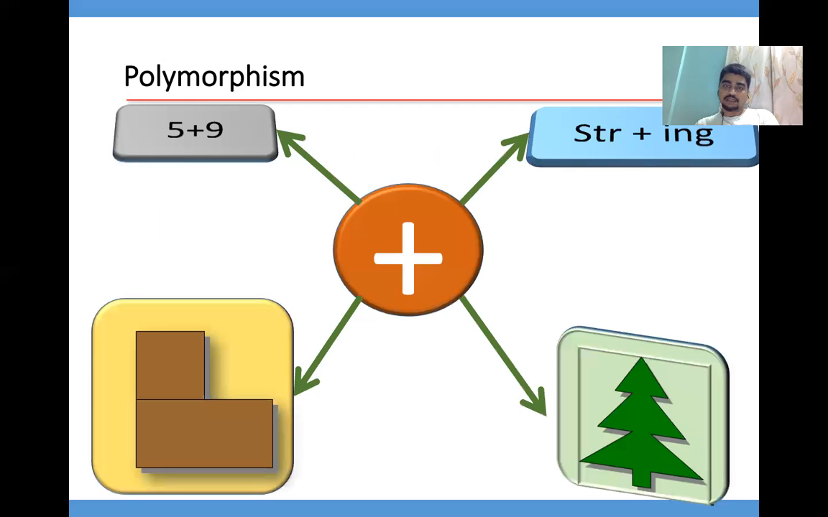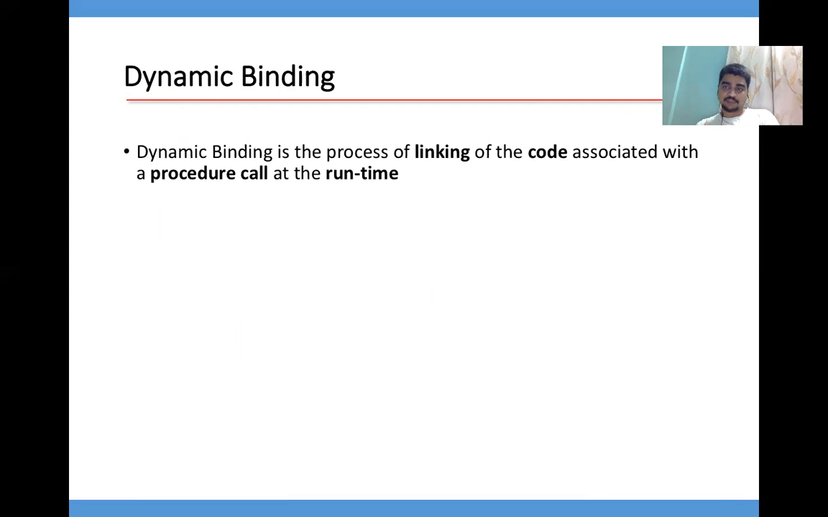What is that? Like the plus symbol. In different cases, it acts in different forms. Like in string or in numeric values, it has different meanings. So it's polymorphic in nature.